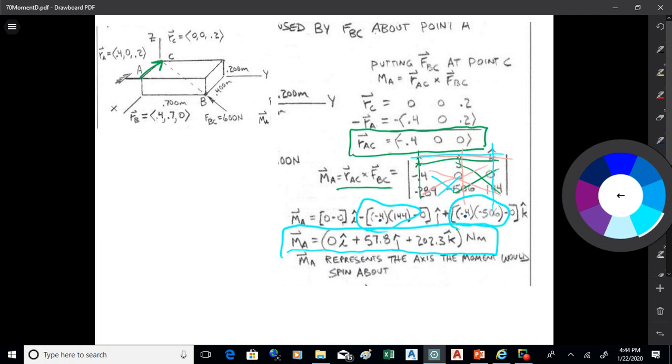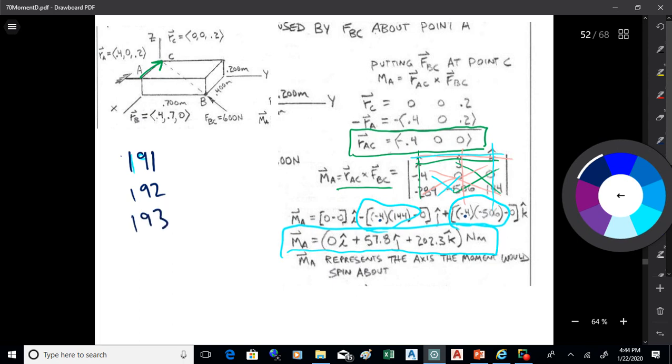So why don't I get you a couple of these to work on? So let's do 191, 192, and 193. Those are 2D moments. And why don't we do one 3D moment problem, I think. All right, let's do 201.